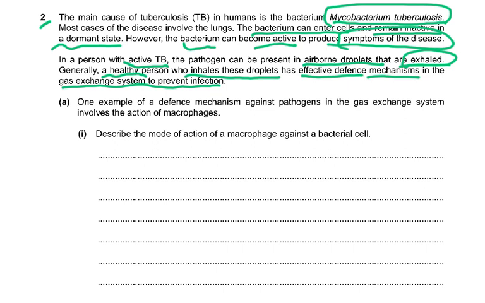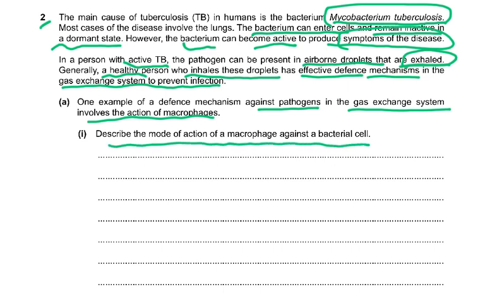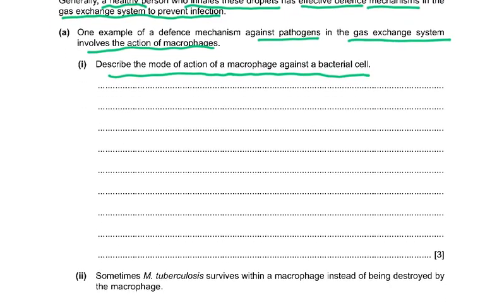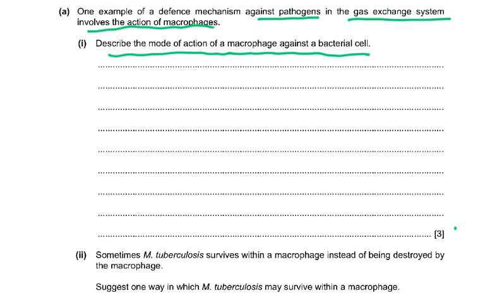One example of a defense mechanism against pathogens in the gas exchange system involves the action of macrophages. Describe the mode of action of a macrophage against a bacterial cell. So now this is a long question, and this is for 3 marks. So you know what macrophages do. I'll just quickly revise it and then give you the mark scheme for that.